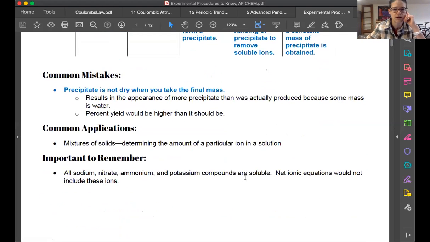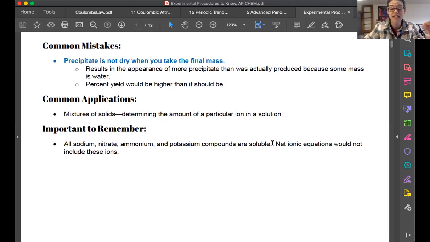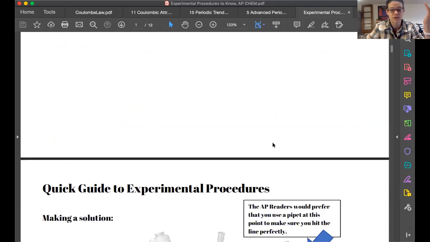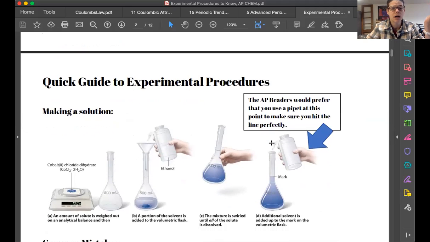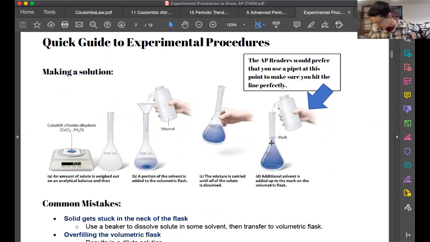Let's see here. Net ionic equations are normally something they ask when you're having to do this, as you'll see with some of the practice problems we're going to do today. So that's gravimetric analysis.